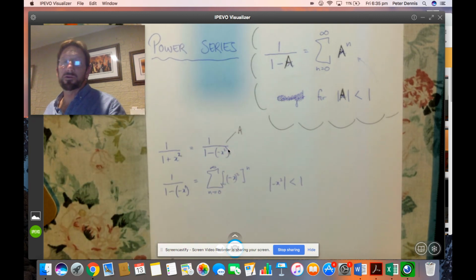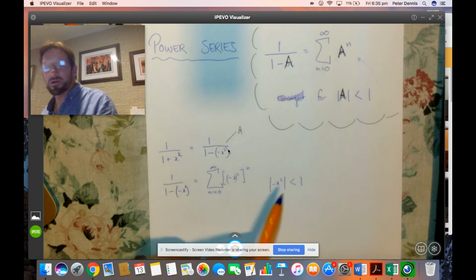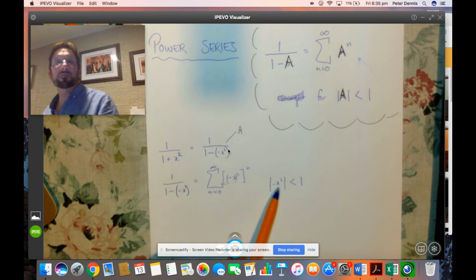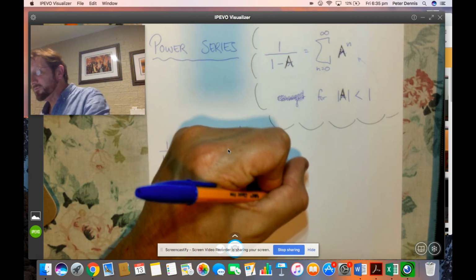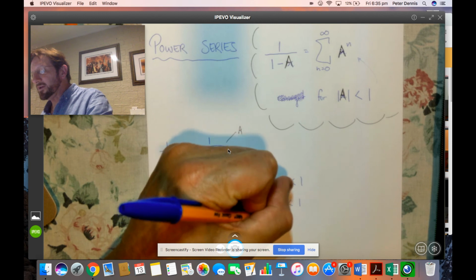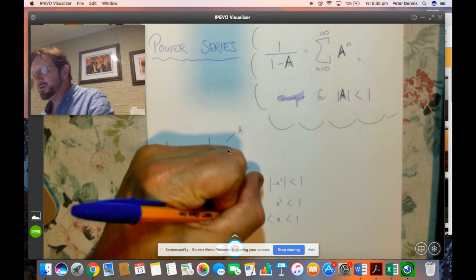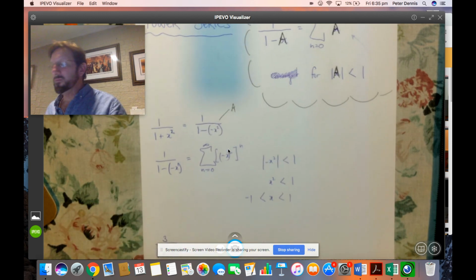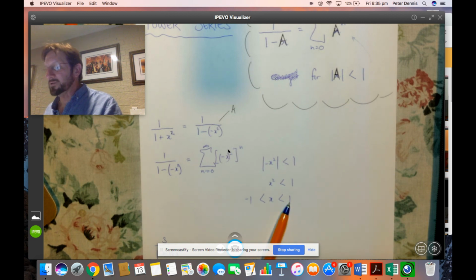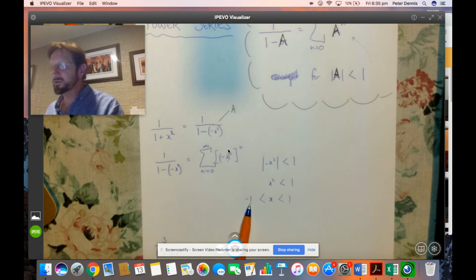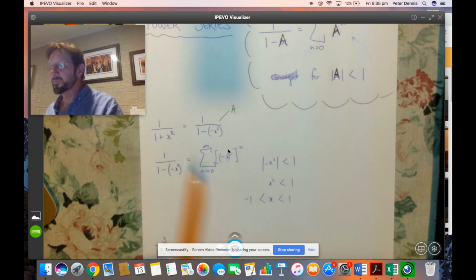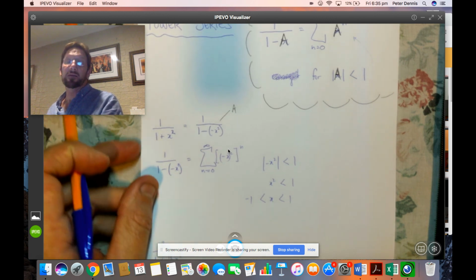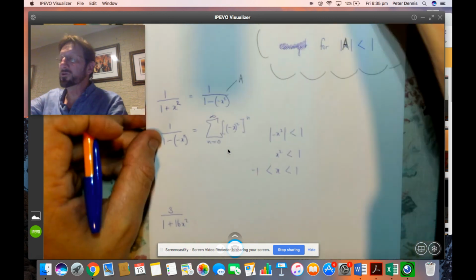So if we wanted to look at the radius of convergence, what is the radius of convergence of this? If the absolute value of minus x squared is less than 1, then x squared must be less than 1. So x must be between minus 1 and 1. Now, at the moment, we don't know what happens when x is 1 and what happens at x equals minus 1. But anytime x is between that, we can write this as this power series. And that's the same for most of these.